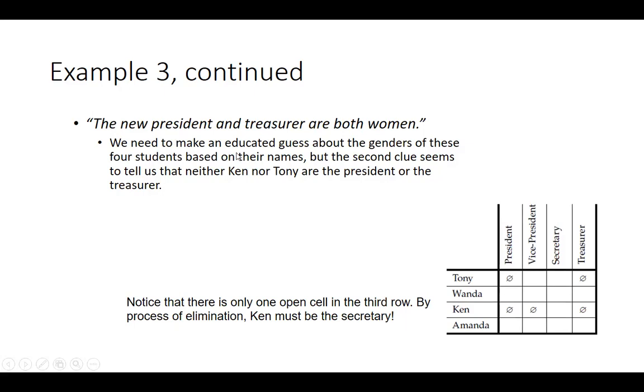The new president and treasurer are both women. We need to make an educated guess about the genders of these 4 students based on their names, but this second clue seems to tell us that neither Ken nor Tony are the president or the treasurer. So Ken and Tony get marked no for president. Ken and Tony get marked no for treasurer. And notice in the Ken row, there's only one open spot. So by process of elimination, Ken must be secretary.